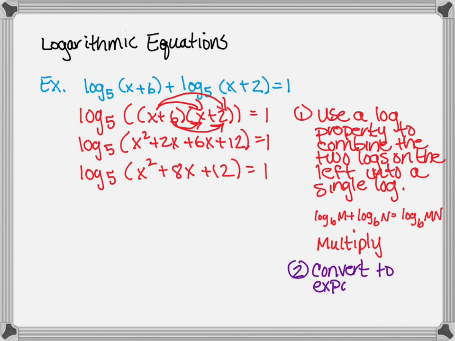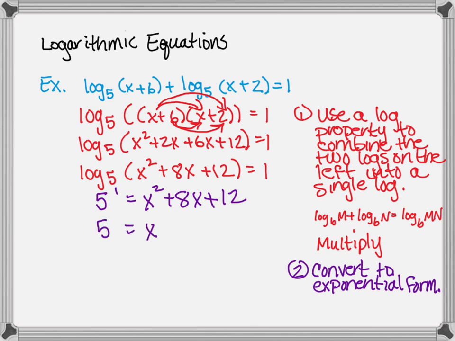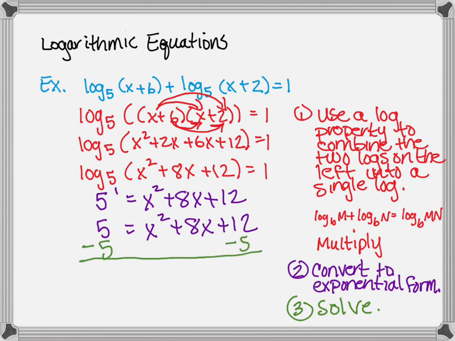Next, we'll convert to exponential form. So we can write this as 5 to the first power equals x squared plus 8x plus 12, or simply 5 equals x squared plus 8x plus 12. And then we'll solve for x. We'll start by subtracting 5 from both sides of the equation. So 0 equals x squared plus 8x plus 7.